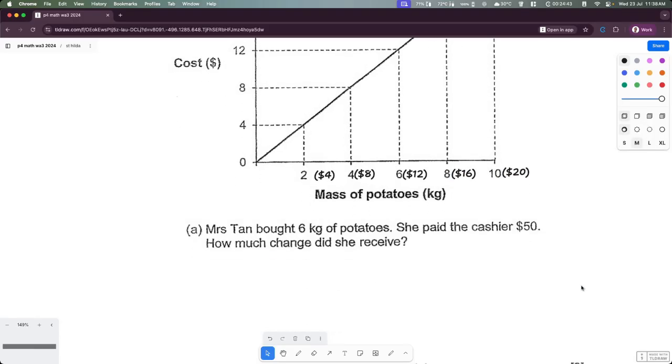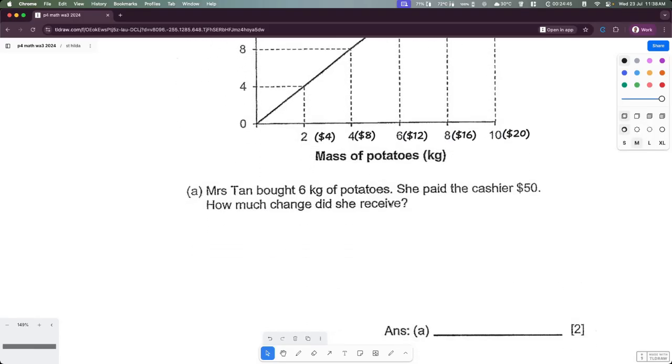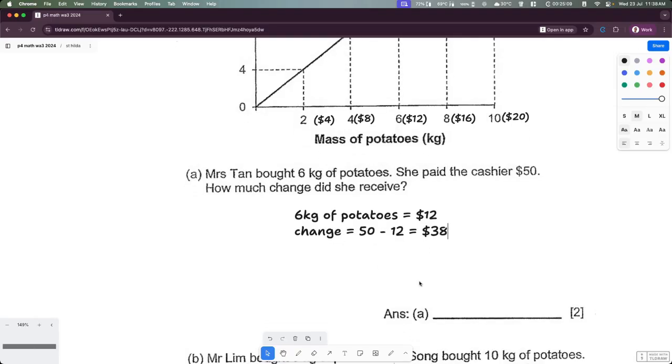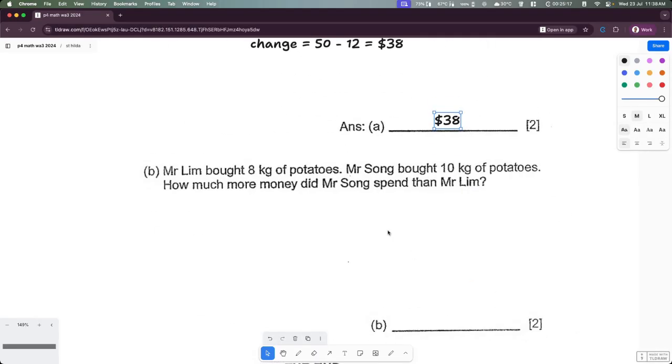Now, Mrs. Tan bought 6 kg of potatoes. She paid the cashier $50. How much change did she receive? 6 kg of potatoes is equal to $12. She paid the cashier $50, so the change is 50 minus 12, and this is $38. That's the answer: $38.